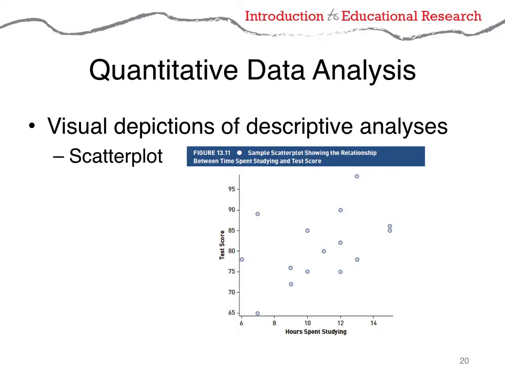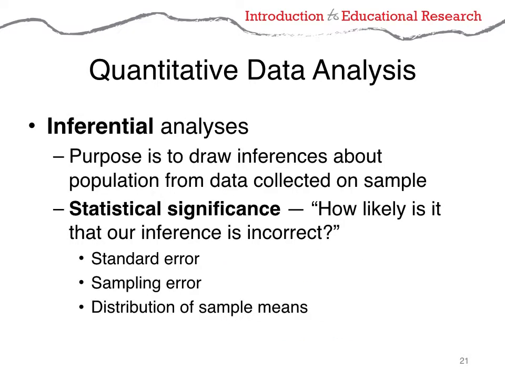Okay, so inferential statistics. This is different than descriptive statistics, right? We're thinking about descriptive as describe, inferential as drawing inferences about. And this is where we get into items like statistical significance. Remember, this is a good way to summarize it: how likely is it that our inference is incorrect, or that it's due to just sampling error or random error?